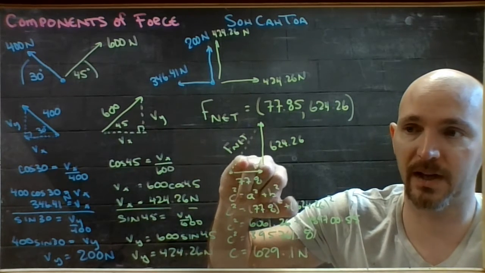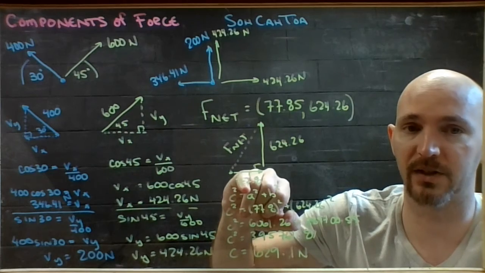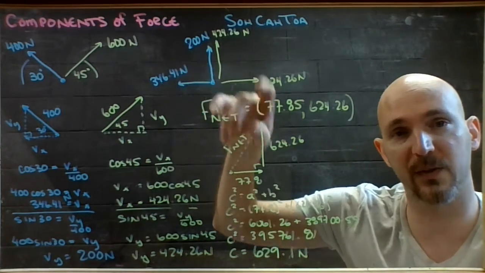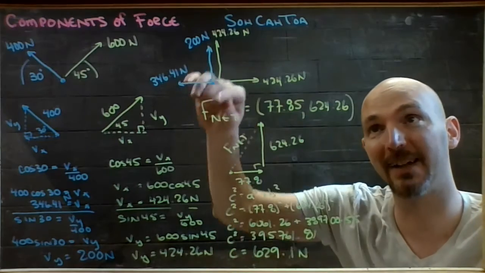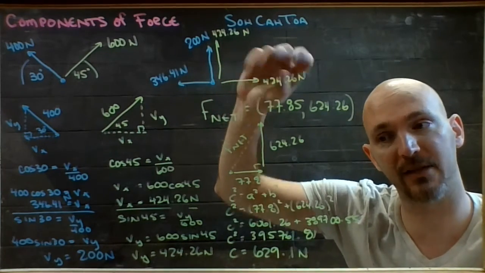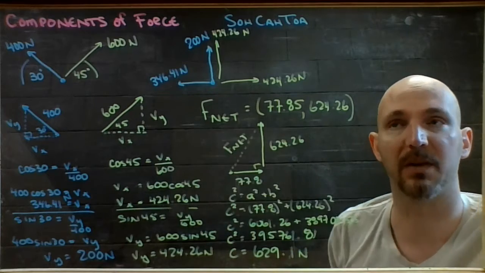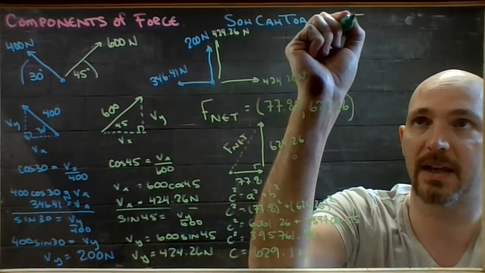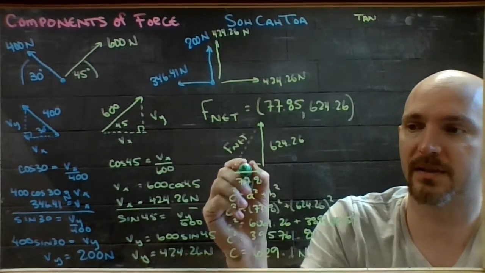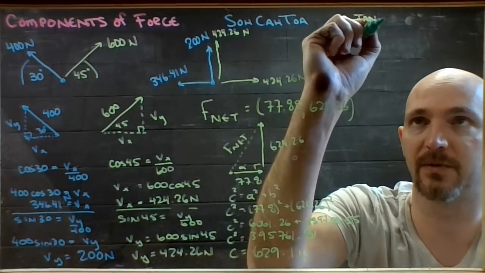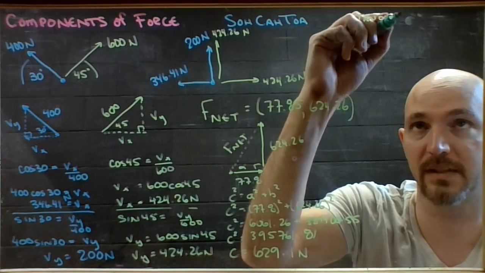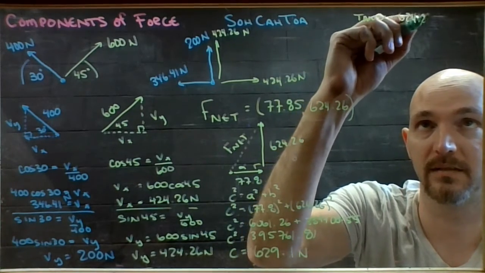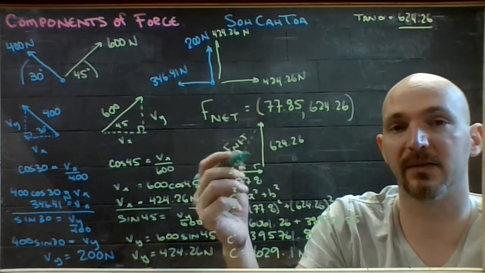And for this angle, I have an opposite over an adjacent. And I've used sine, I've used cosine. So the only one I haven't used is tan. And look at that, tan requires opposites and adjacents. So I'm going to use tan to recombine this. So tan of this angle, I'm going to use alpha for the angle, will be the opposite side, 624.26, over the adjacent side, 77.8.